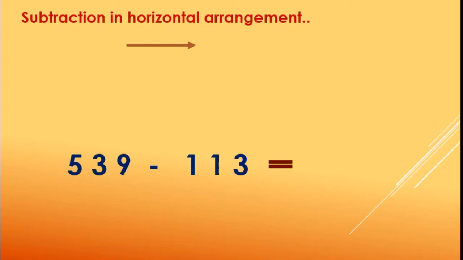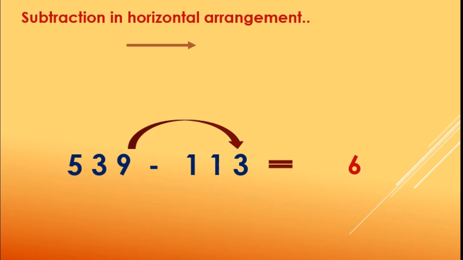Now dear students, here also there are places: unit place, tens place and hundreds place. Now we will start first from the unit place. See here, unit place: 9 minus 3. That is 9 minus 3 is 6. We will write it in the unit place.